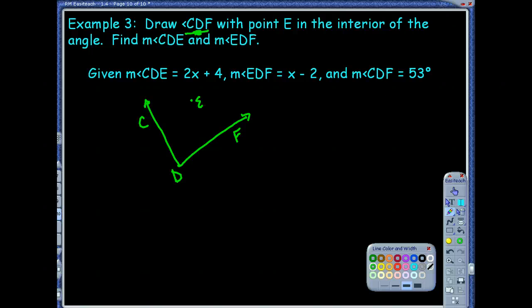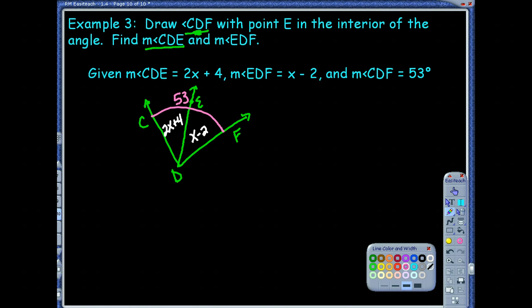They said find the measure of angle CDE. Okay, they're using that as a side of an angle. So I'm going to go ahead and draw the ray in. And EDF. These are the two things that we're going to find. They also give us some information. They tell us that angle CDE is 2x plus 4, and the angle EDF is x minus 2. And this whole angle CDF was 53.